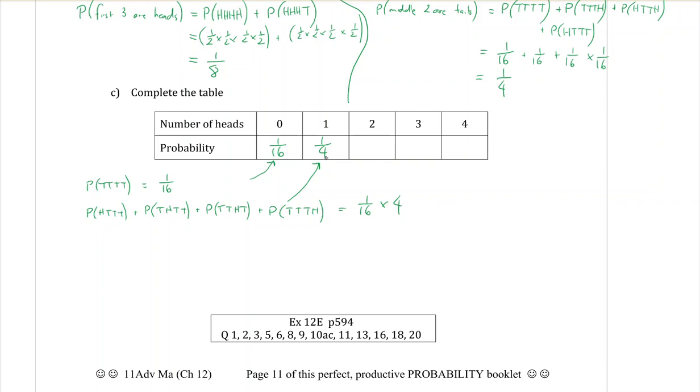Miss, why wouldn't it just be 1 minus 1 over 16? Because that's just saying you want any number of heads, not just one head. Okay. All right, next option.